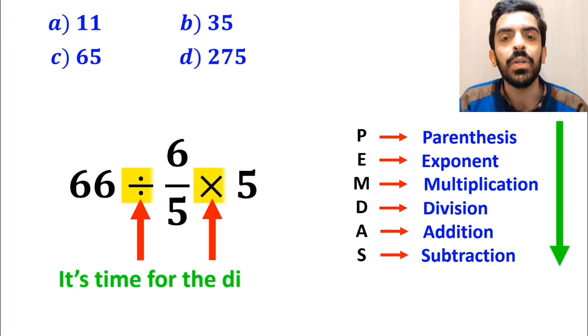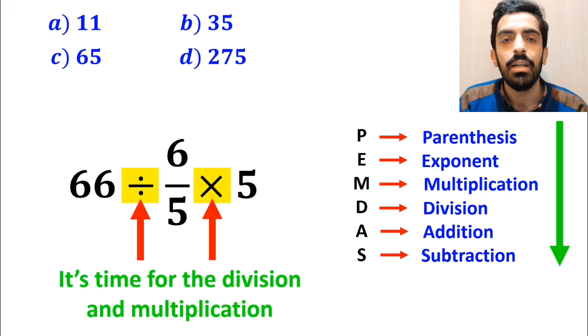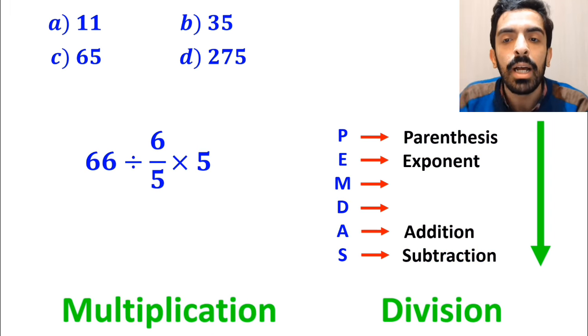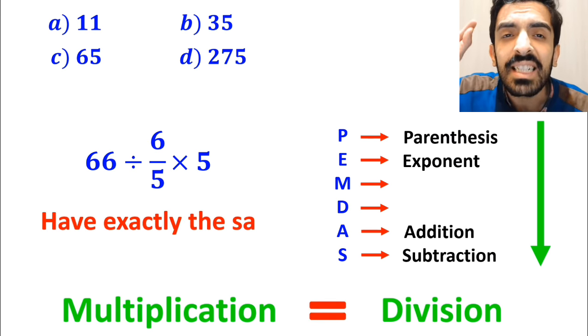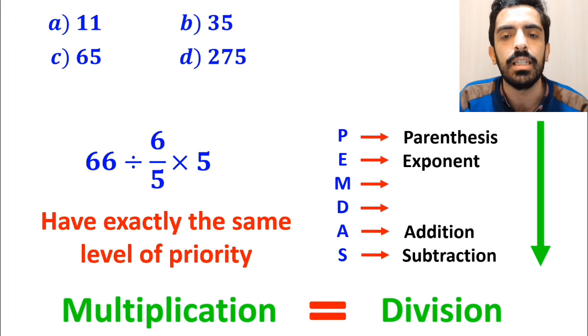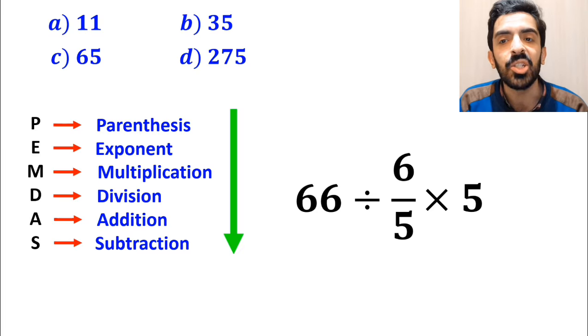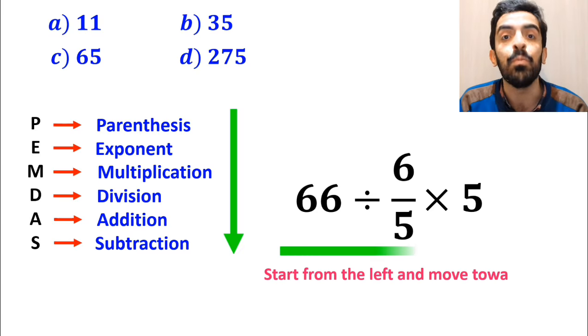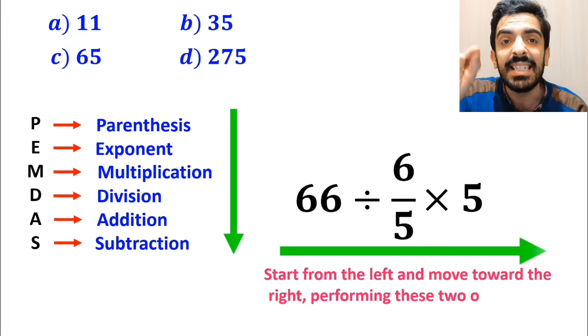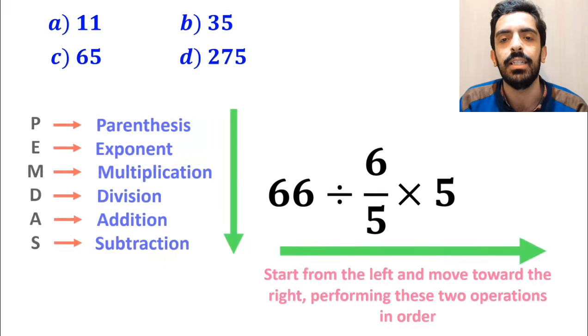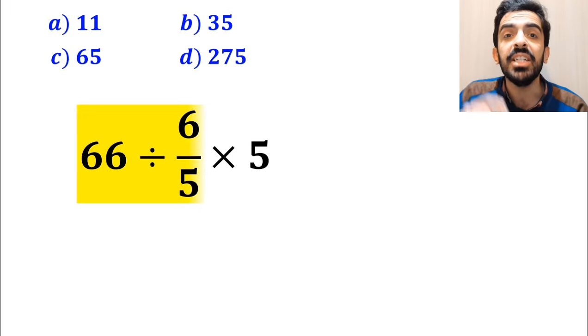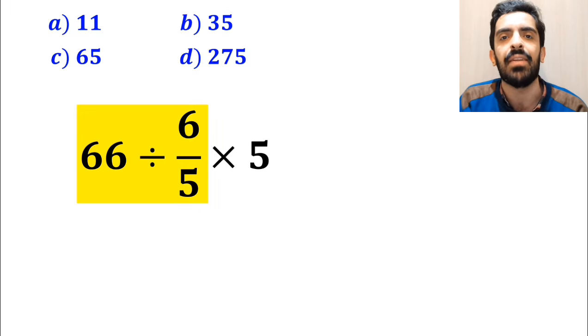Okay, now it's time for the division and multiplication. However, it's very important to note that according to the PEMDAS rule, multiplication and division have exactly the same level of priority. In this situation, the best strategy is to start from the left and move toward the right, performing these two operations in order. So, we'll start with the expression 66 divided by 6 over 5.